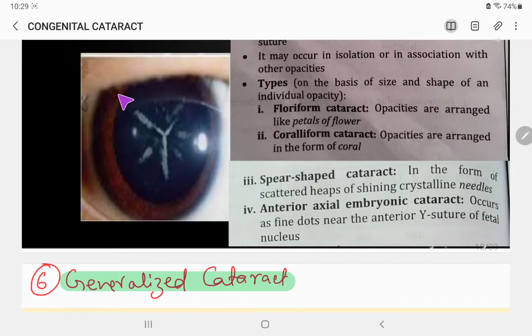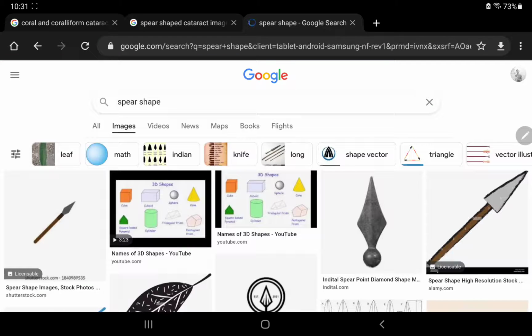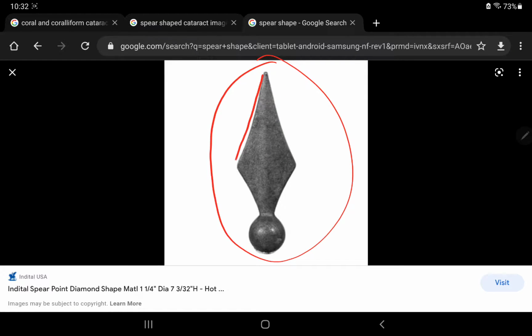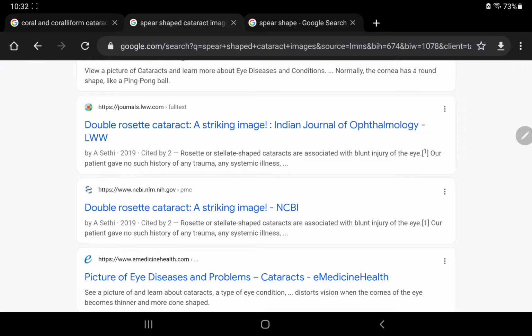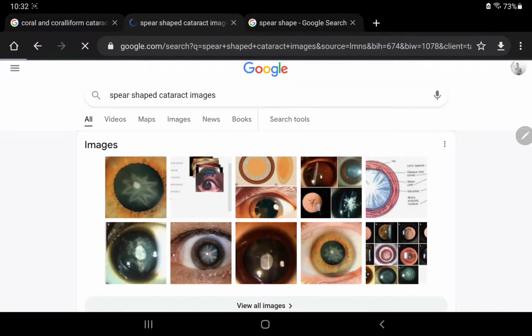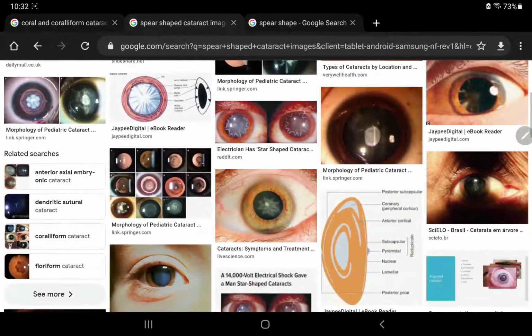So let's see this picture also. I could not find exactly a picture of spear-shaped cataract, but here's an example. Suppose this is the lens, and you will see any kind of opacification that is spear-shaped. All right. And I also found a very good picture of the petal, flower-like arrangement one.